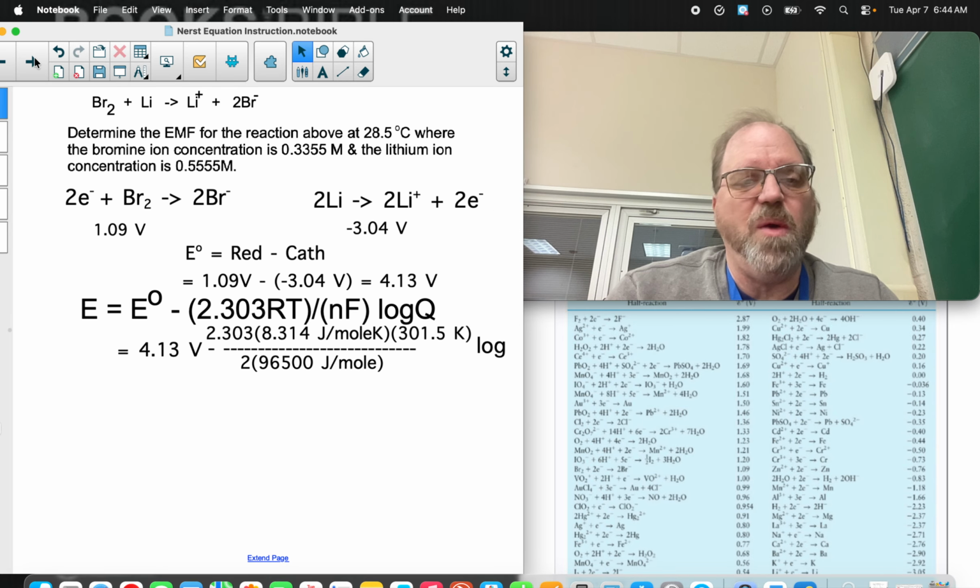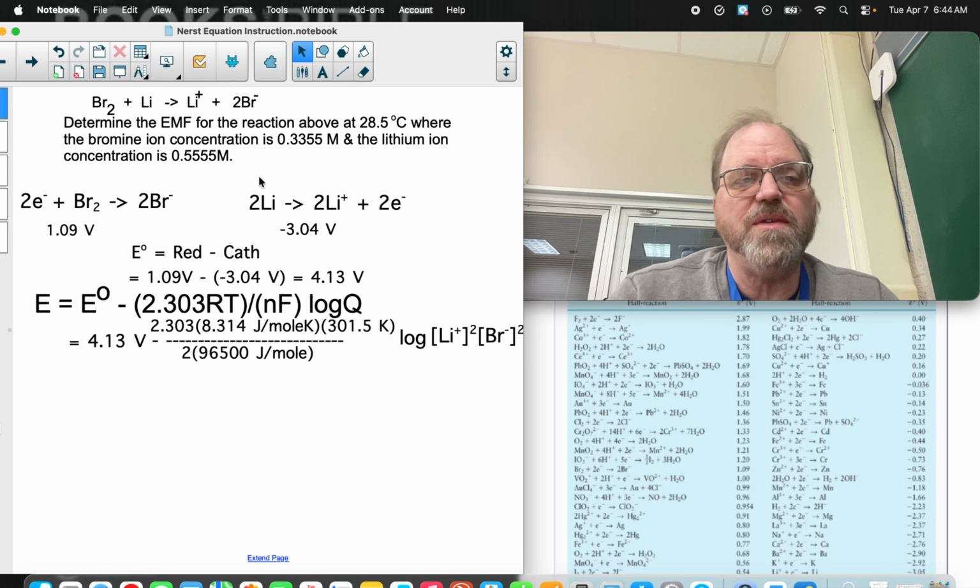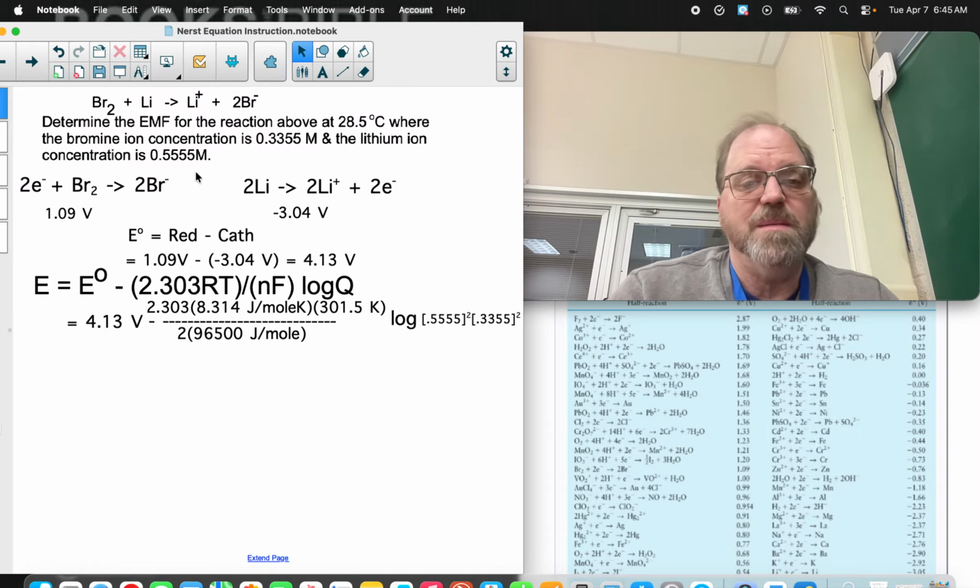All right. So when we do the log of Q, how are we going to do this? Well, we're going to have to put a 2 in front of these. Remember, we said when we do concentrations, we don't pay attention to solids or liquids. Bromine's a liquid. Lithium is a solid, so none of those are going to be there. We're only going to deal with the product side. So it's going to be lithium squared and bromine ion squared, and again, nothing on the bottom. From the problem, the concentration of bromine ion is 0.3355 molar, so that's going to go in there. Lithium ion is 0.5555 molar, that's going to go in there, like that.